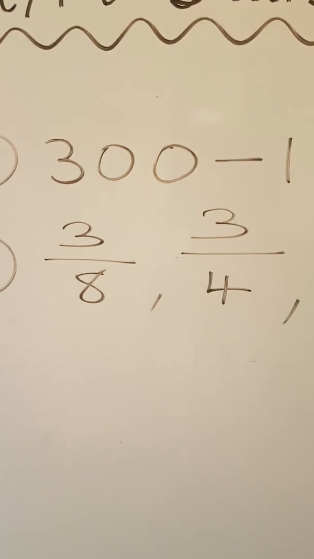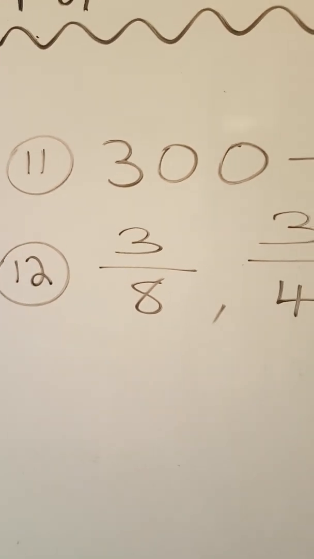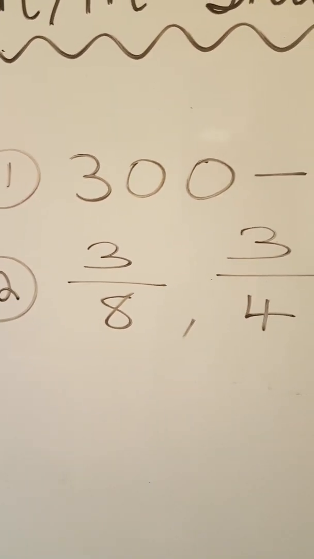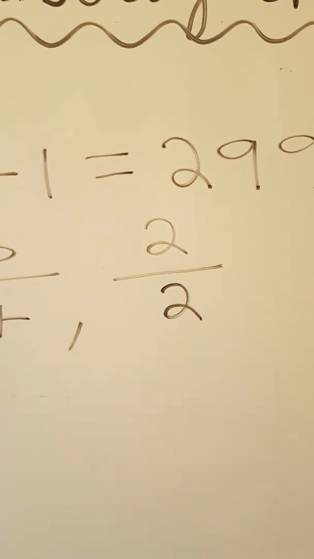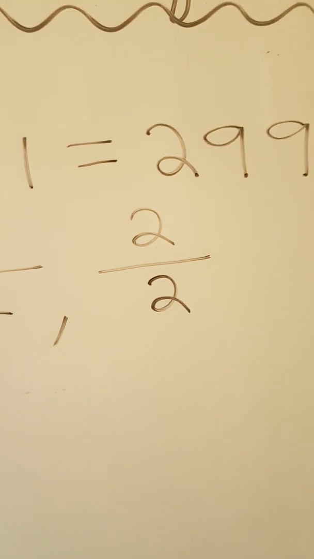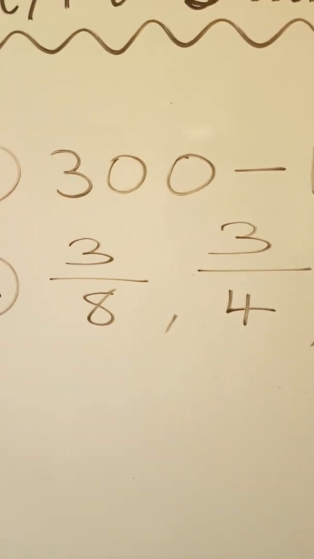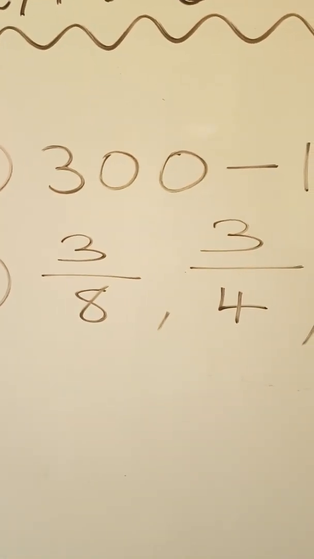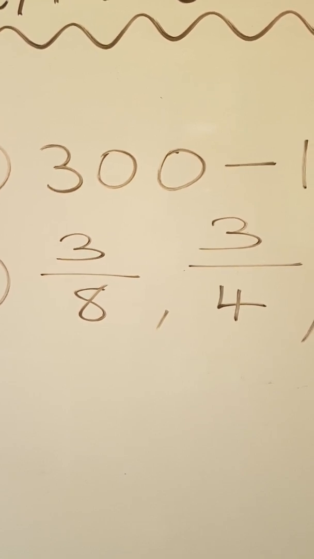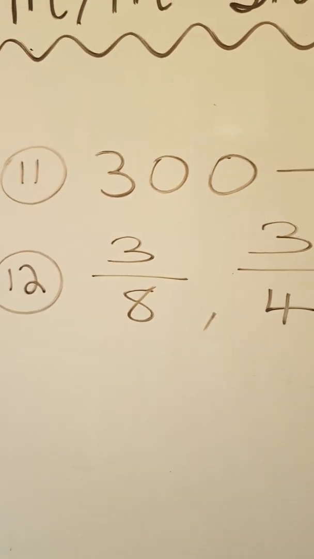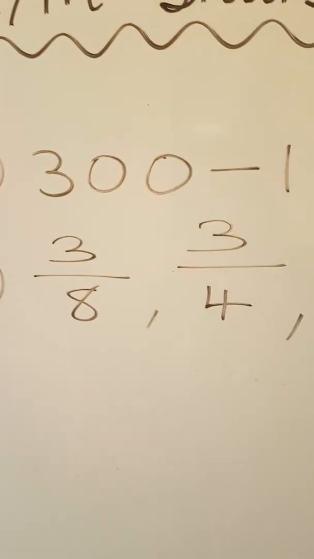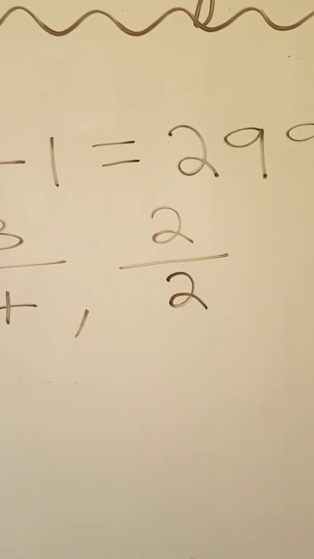Question 12 asks you to put the fractions in the correct order. So the first one, the smallest one, would be 3/8. Then you'd have 3/4, and then you'd have 2/2. Remember, 2/2 is the whole amount, so that's definitely the biggest one. And then an eighth is going to be smaller than 1/4. 1/8 means something split up into 8 pieces, and 1/4 means something split up into 4 pieces. So the eighths would be smaller, so 3/8, then 3/4, and then 2/2.